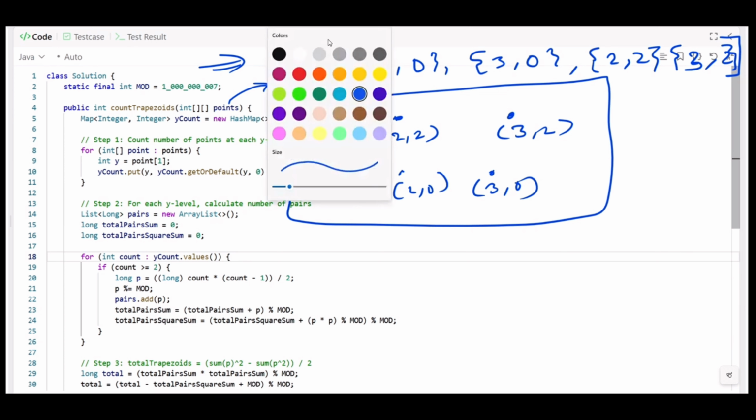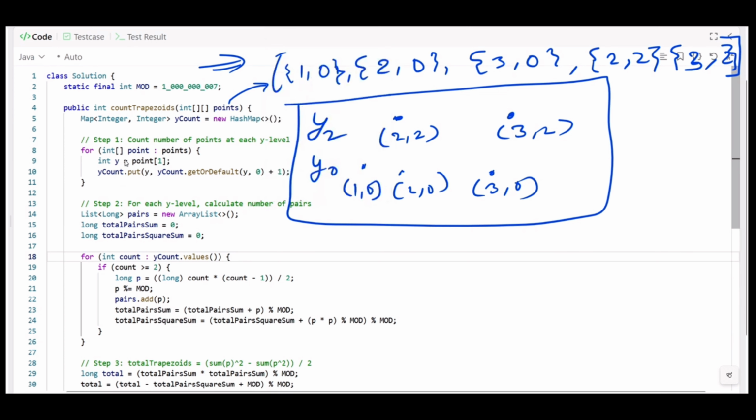Give me 1 second. So we have to count the number of points at each level, which means we want to group the points by y value, right? If we have some y level, we have to group all those points by the y value.